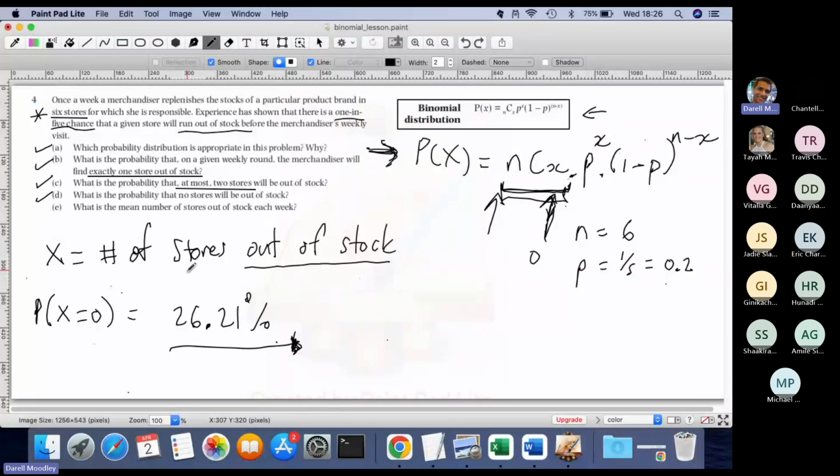Now the last question is the mean number of stores that will be out of stock each week. In other words, the mean is the average. I'll go to the chat if there are any questions and I'll come back.